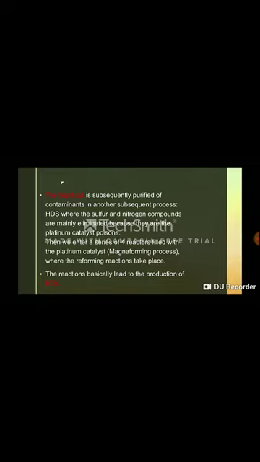The heart cut is subsequently purified of contaminants in another process, HDS, where the sulfur and nitrogen compounds are mainly eliminated because they are the platinum catalyst poison. Then we enter a series of reactors filled with the platinum catalyst where the reforming reaction takes place. The reaction basically leads to the production of BTX.